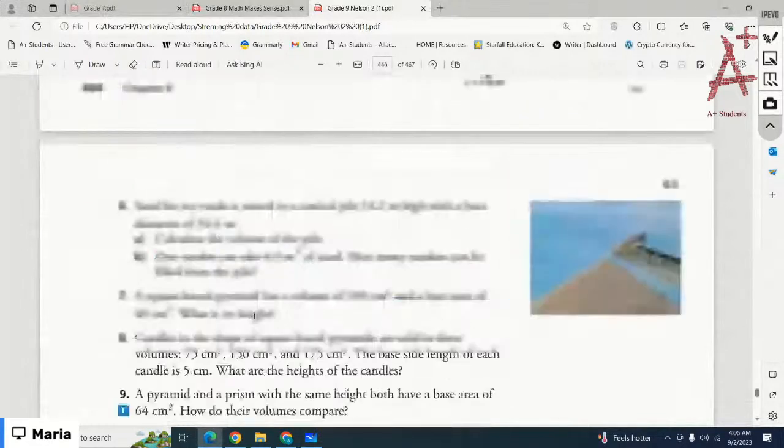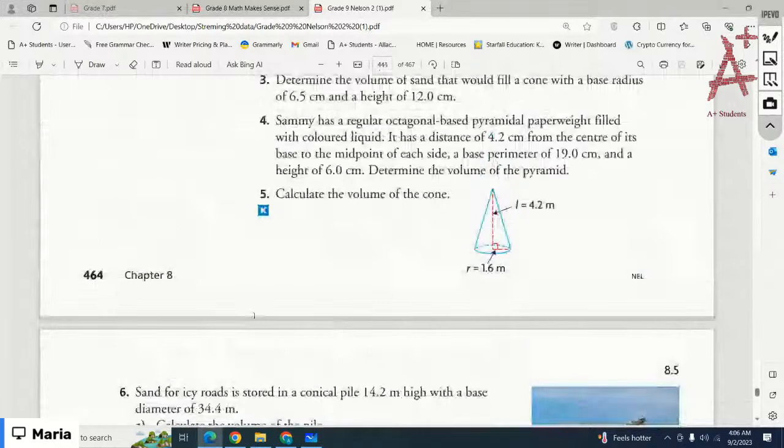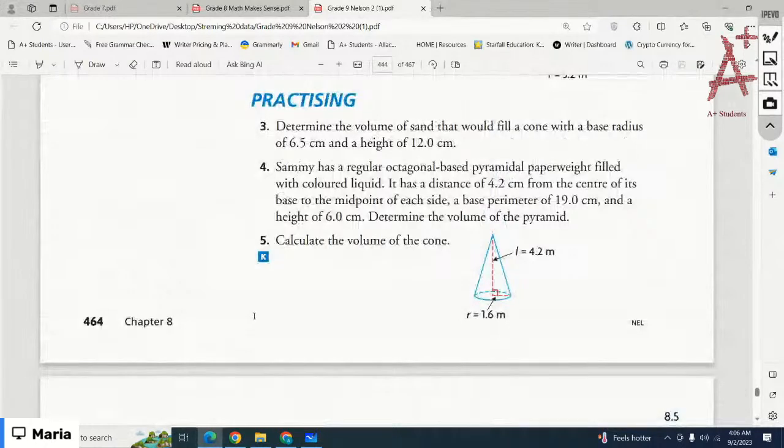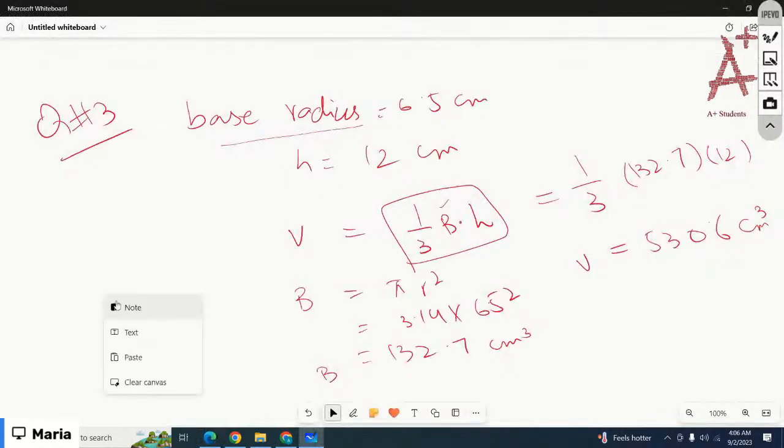Okay, let's start with question number 4. Semi has a regular octagonal based pyramidal paperweight filled with colored liquid. It has a distance of 4.2 centimeter from the center of its base to the midpoint of each side, a base perimeter of 19.0 centimeter and a height of 6.0. What is the volume of the pyramid? So basically we have to calculate the volume of the pyramid.